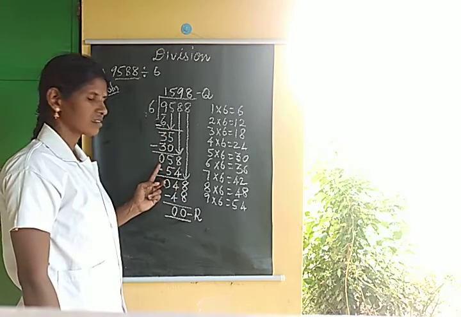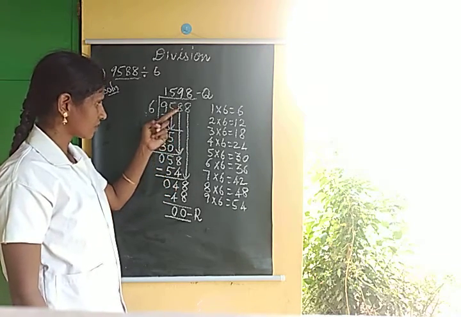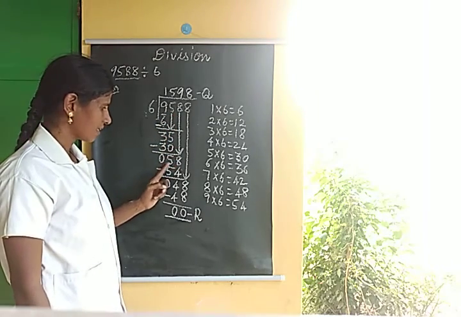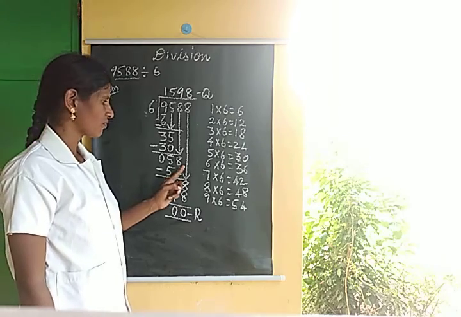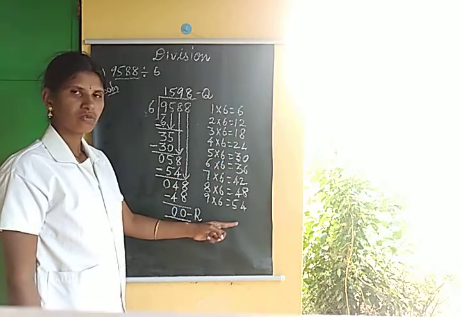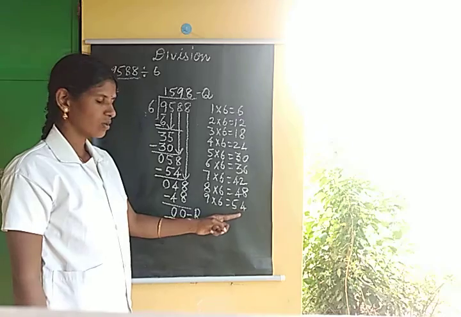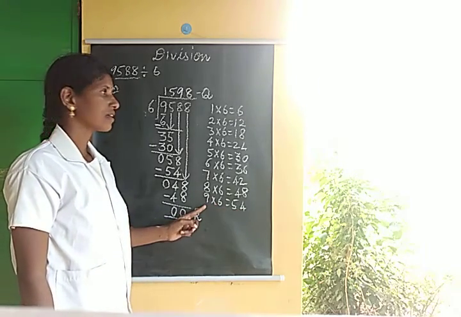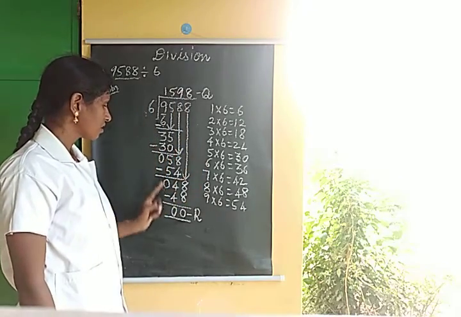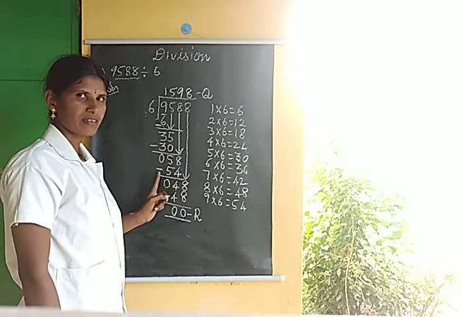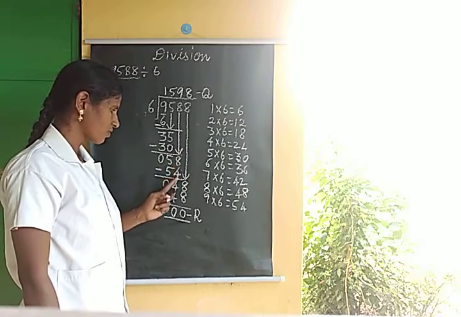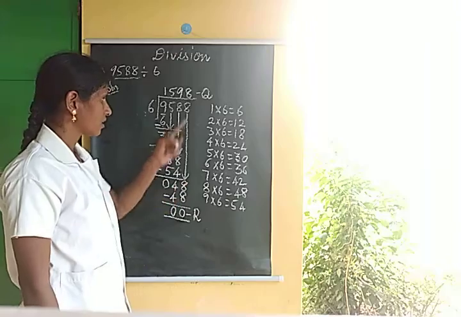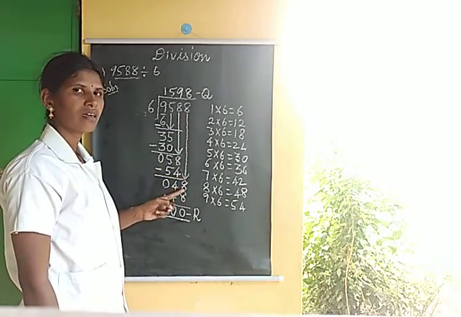3 minus 3, 0. Next, what is the third number? Have to take down 8 and write here. The number is now 58. Is 58 there? No. So less than 58, 54 is there. How many times? 9 times. So 9 6s are 54. Then subtract. What is the answer now? 8 minus 4, 4. 5 minus 5, 0. Then the last number we have to take down, 8.